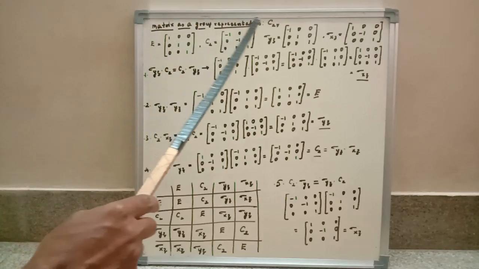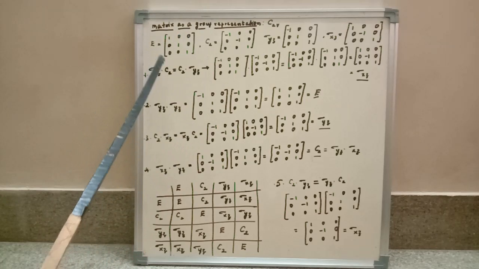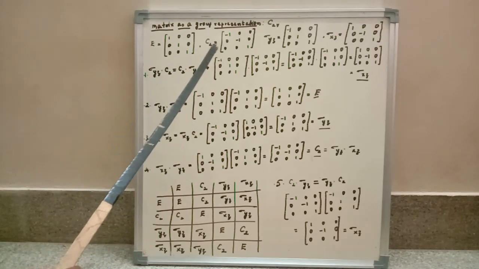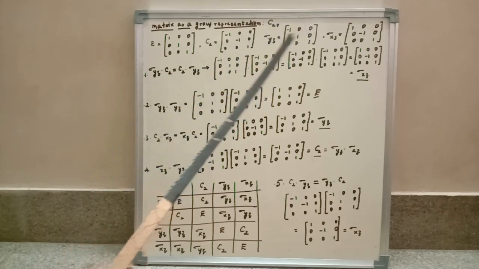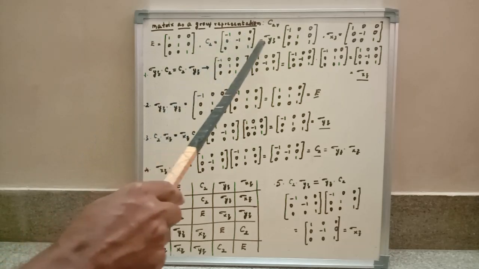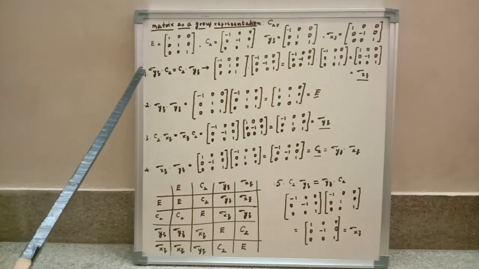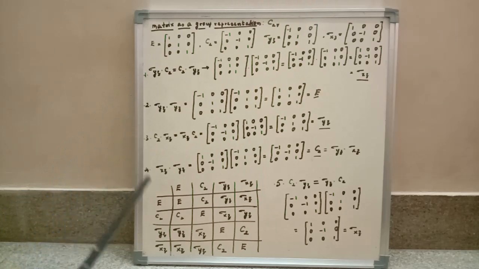Matrix representation for C2v point group. As we have discussed in the earlier sessions, E can be represented by a matrix, and C2, sigma yz and sigma xz are correspondingly represented by their own matrices. Now, if you want to develop a group multiplication table, you can use matrices as a source.